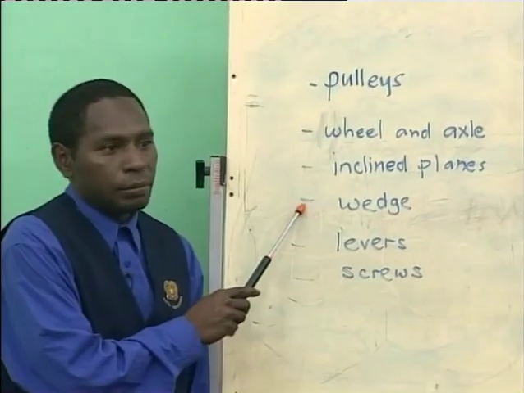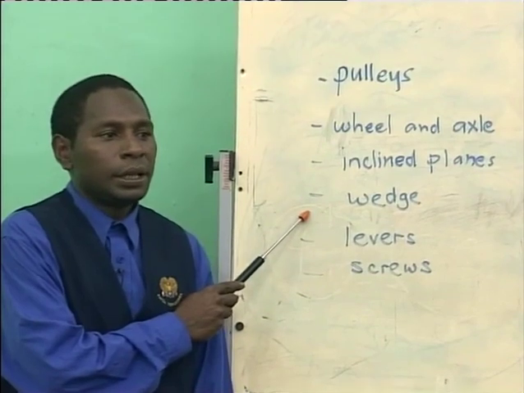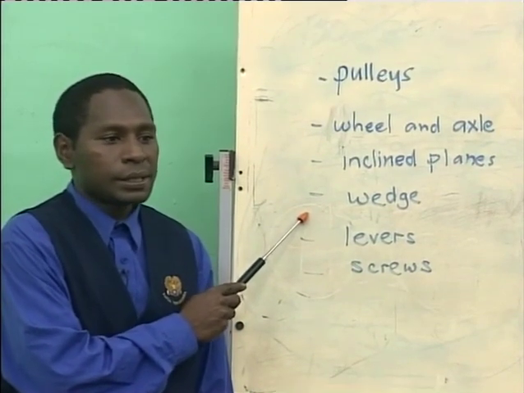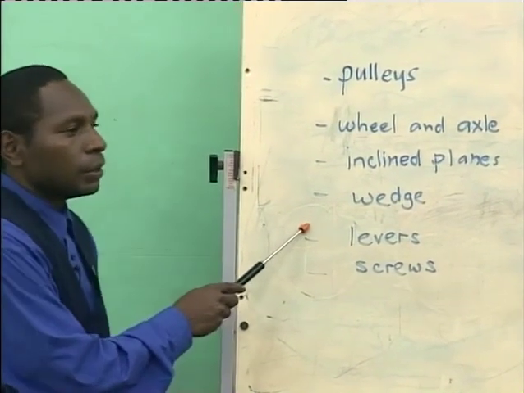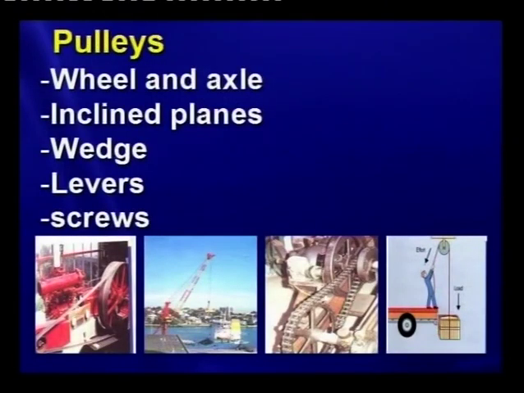Wedges, most common examples would be those at the sides of the axe or knife or chisel. Levers, scissors, crowbar, and of course screws to screw things on. Very good. We looked at different examples of simple machines.